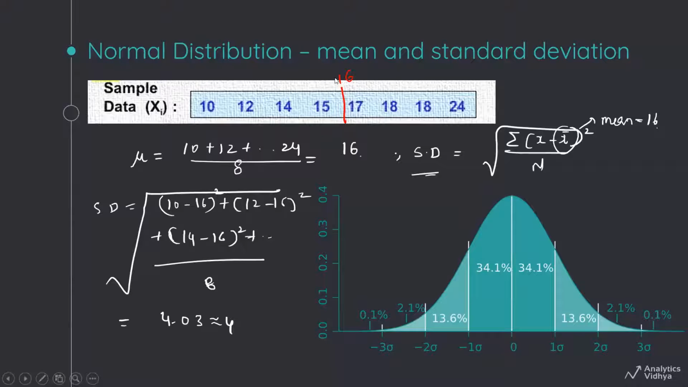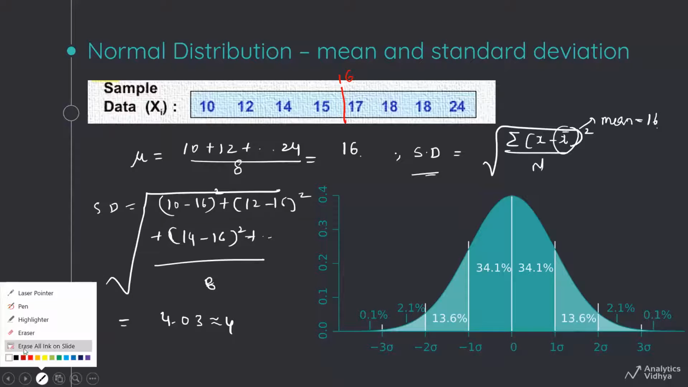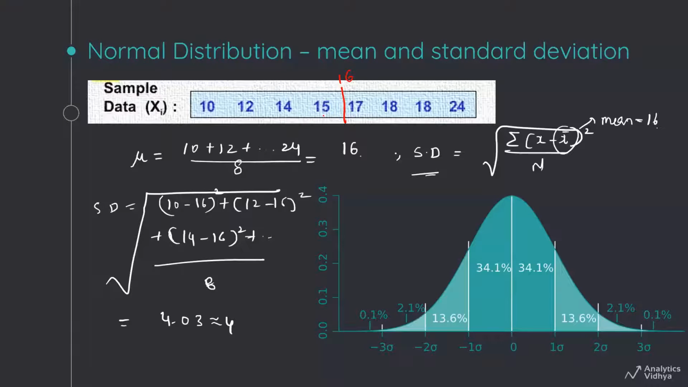It tells us, from the mean value of the data, how on average the other data points are deviated. If you take each example, 15 is one number away from my mean value, 14 is two numbers away. The difference between 12 and 16 is 4, and this is 6. Similarly, on the other side, 17 is one number away from the mean, 18 is 2 away, and 24 is 8 away. So this gives us how the data is spread across the sample.